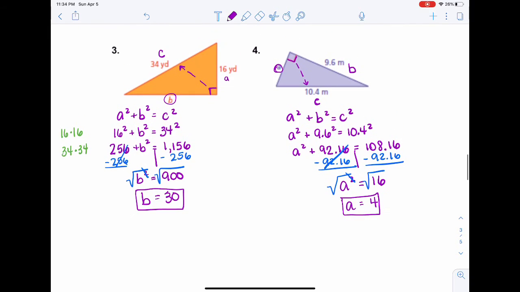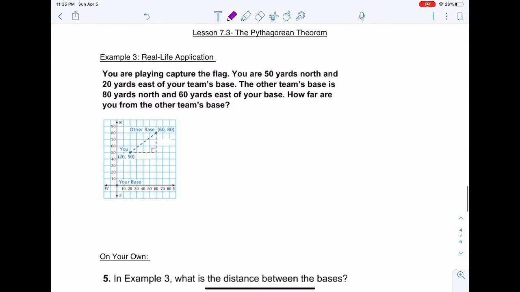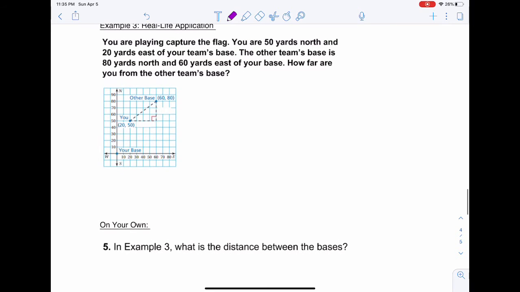Okay, so for you to be able to use Pythagorean theorem, you really had to understand square root, okay? And also know your perfect squares, because that makes it a lot easier. Let's take a look at the real life example, okay?